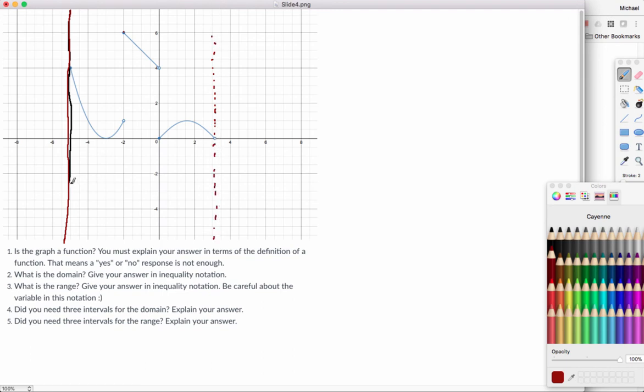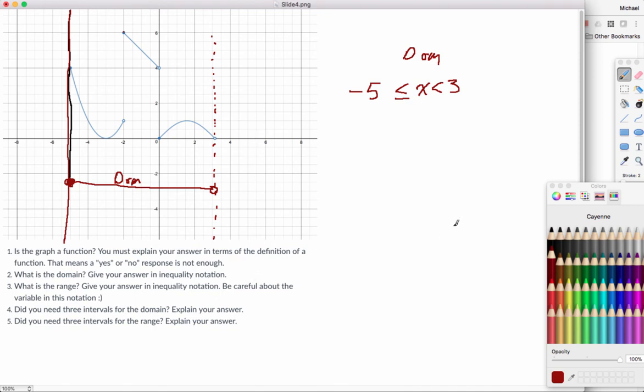So what I'm saying is that this interval right here is the interval that's going to give me the domain. And it's a single interval. I do not need multiple intervals there. So it's looking to me like we're going to go from what? -5 is less than or equal to x, which is strictly less than 3 for my domain.